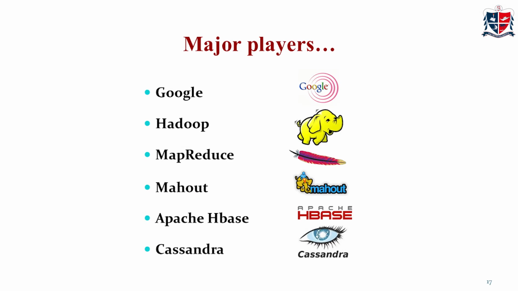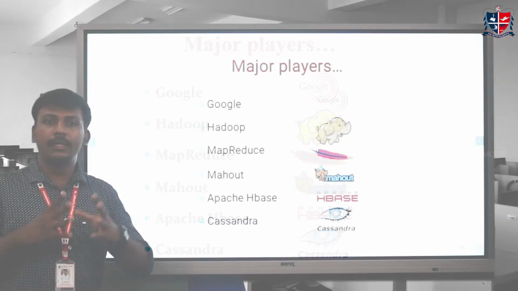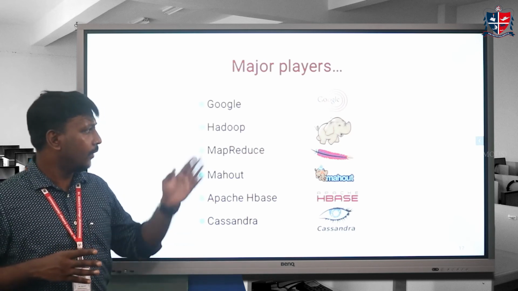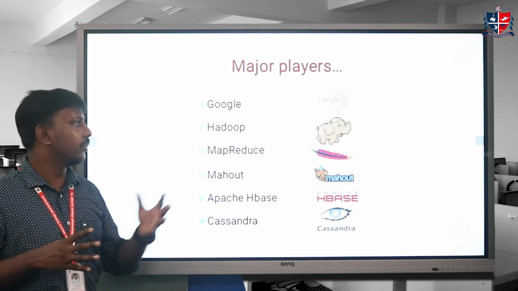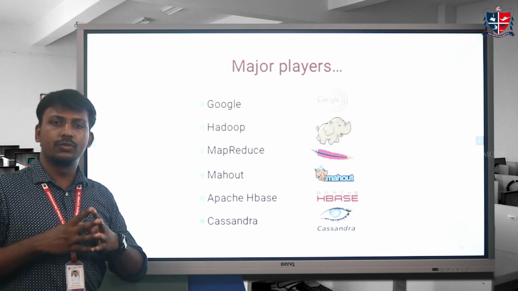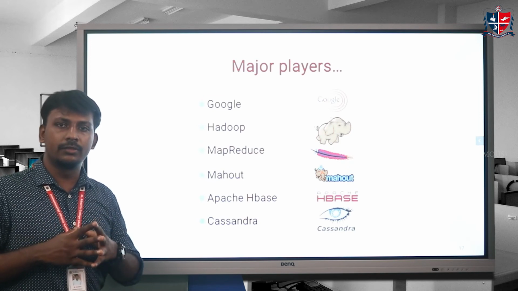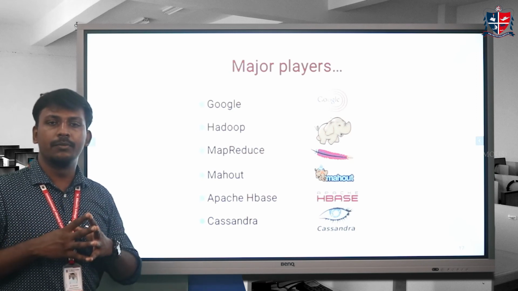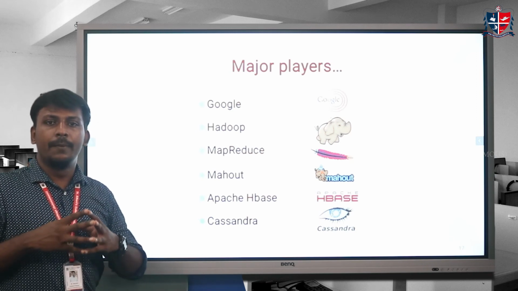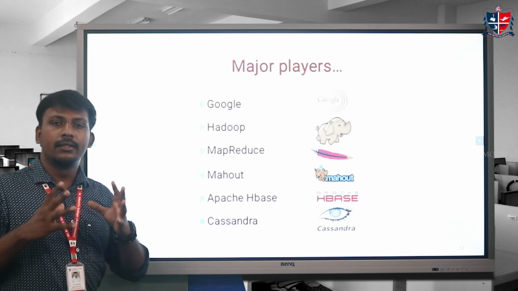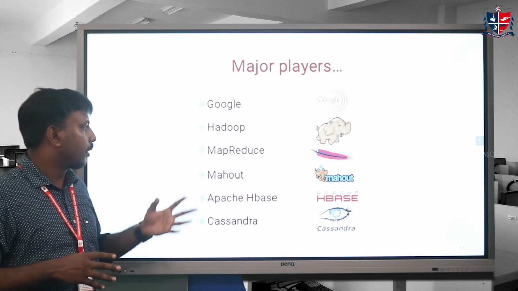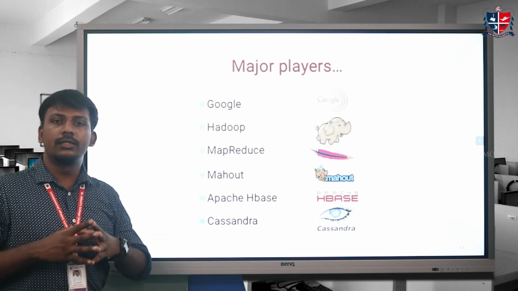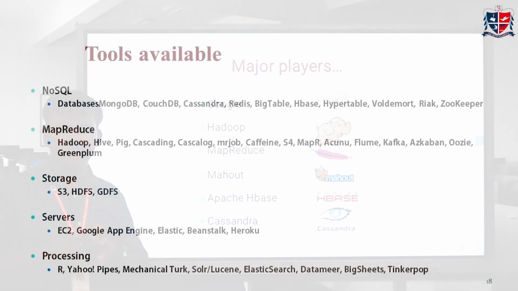Coming to more players. We have so many big data processing companies, tools, and techniques. These are the major players in big data. First one is Google. They have many big data processing methodologies and techniques, as well as data warehouses too. Coming to Hadoop. Hadoop is a big data processing tool which is used for map reducing a particular big data to generate information. And coming to Mahout, Apache HBase, Cassandra, all these are the major tools and techniques used in big data processing right now.